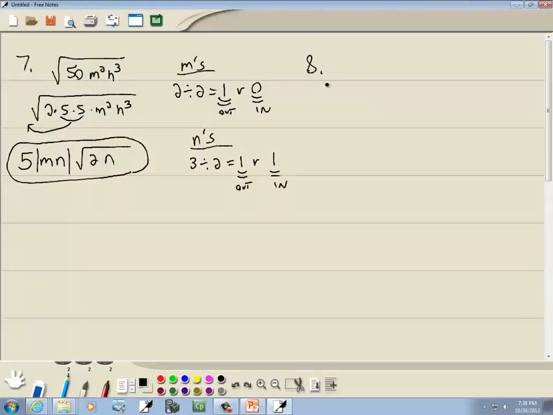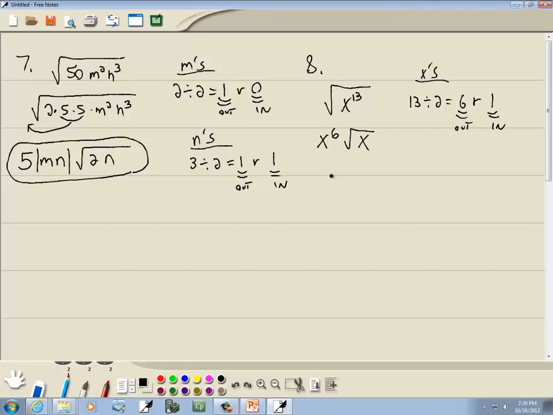Number 8. We've got the square root of x to the 13th. Well, for our x's, take our power, which is 13, divide by our index. It's a square root, so it's by default 2. So that gives us 6 with a remainder of 1. This is how many come out, so we're going to have 6 x's come out. And this is how many x's stay in, so we're going to have 1 x stay in. So we're going to have 6 x's come out, and we'll have 1 stay in.